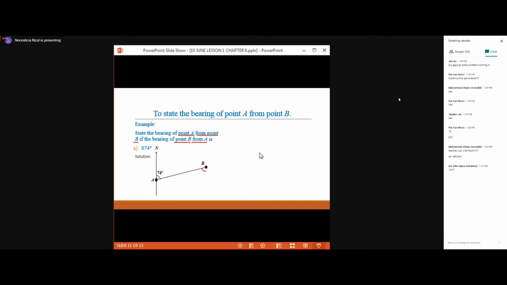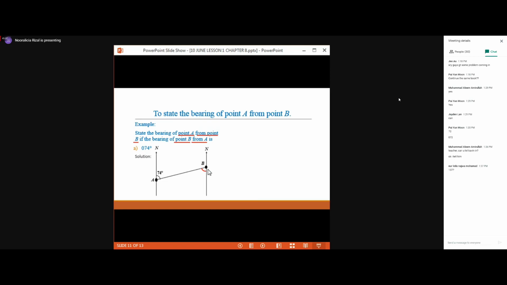Now the question says, I highlighted, find or state the bearing of point A from point B. So you look at point B, like my cursor at point B. There's no north line, so you have to draw the north line. Now, how do you draw the north line? Please take note. The north line, you must follow from the previous north line. Look at my cursor. The previous north line, which is for the 74 degrees, is in this direction. It's a very nice straight north line. So you copy that same direction into your point B.